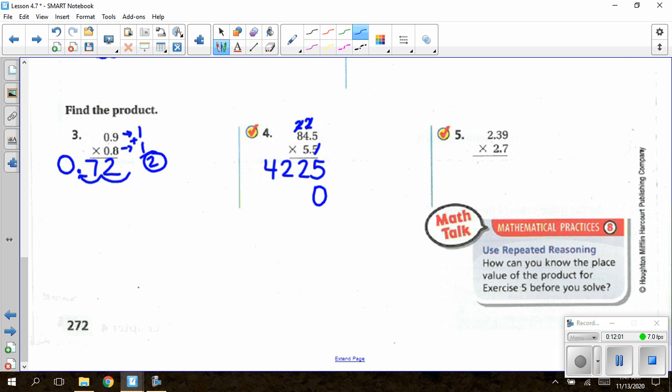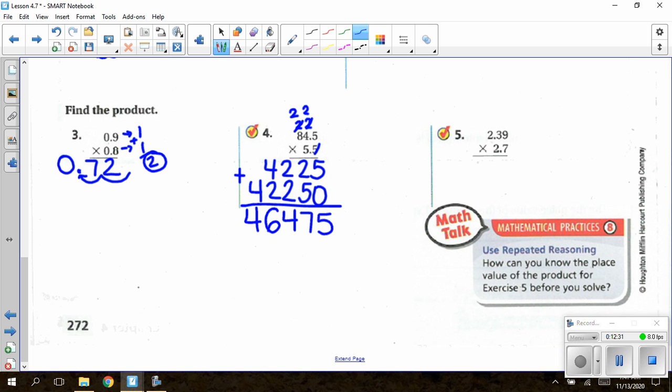So again, 5 times 5 is 25, carry my 2. 5 times 4 is 20, plus 2 is 22, carry your 2. And 5 times 8 is 40, plus 2 is 42. Add my 2 partial products together. So 5 plus 0 is 5, 2 plus 5 is 7, 2 plus 2 is 4, 4 plus 2 is 6, and bring down my 4.